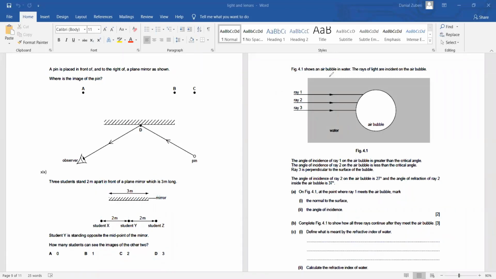Yes. Okay, next question says this figure shows an air bubble. Okay, this is an air bubble, this is water. The rays of light are incident on the air bubble. So these 3 rays are incident upon this air bubble. The angle of incidence of ray 1 on the air bubble is greater than the critical angle. So if we draw a normal on the surface of the air bubble, this angle of incidence is more than the critical angle.